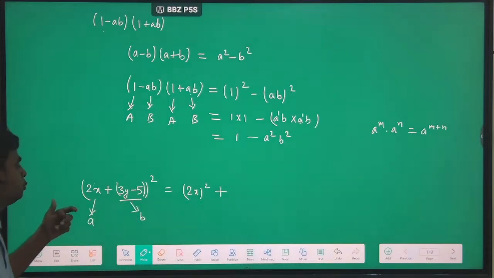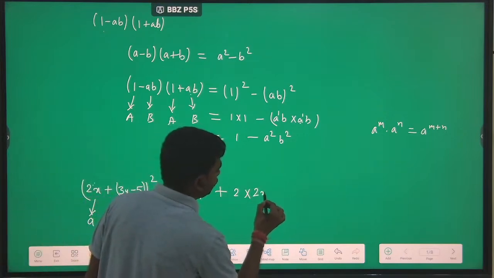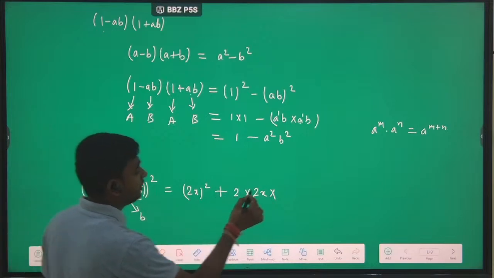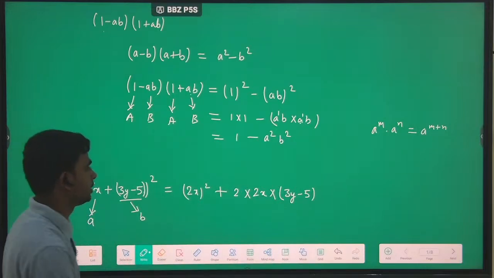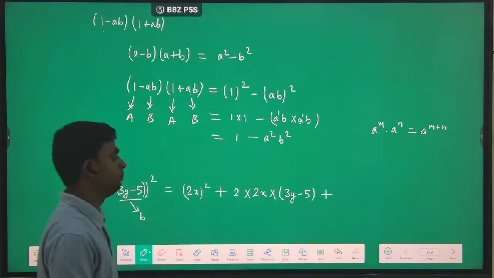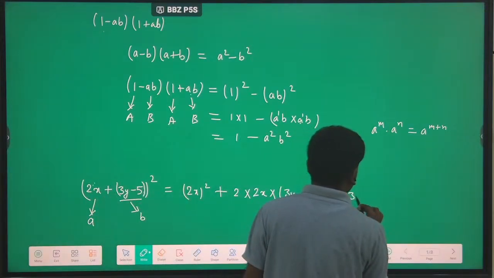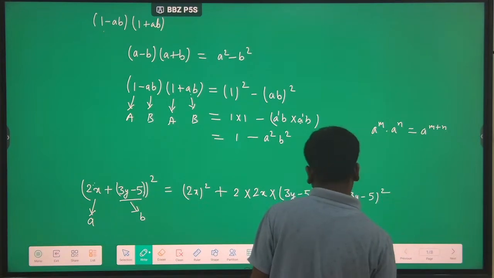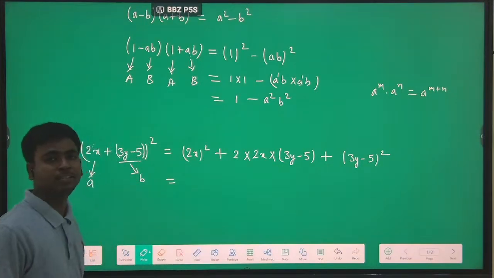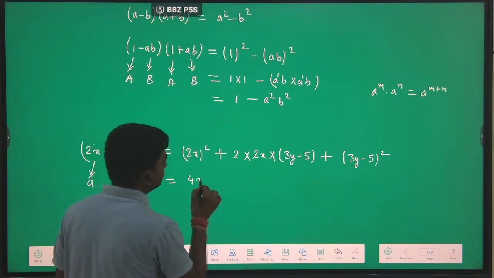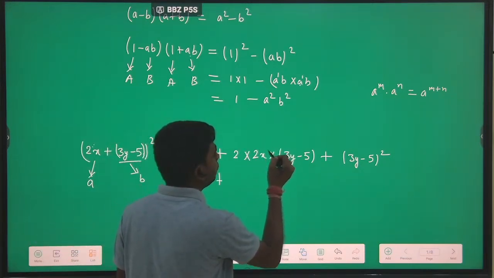So our 2ab will be what? 2 into a, a is 2x, into b, b is 3y minus 5. It is 2 into 2x into 3y minus 5, plus b square. B square will be 3y minus 5 to the power 2. So what is the value? This 2x to the power 2 means 2 into 2 will be 4, x into x will be x square. Plus 2 into 2 will be 4.